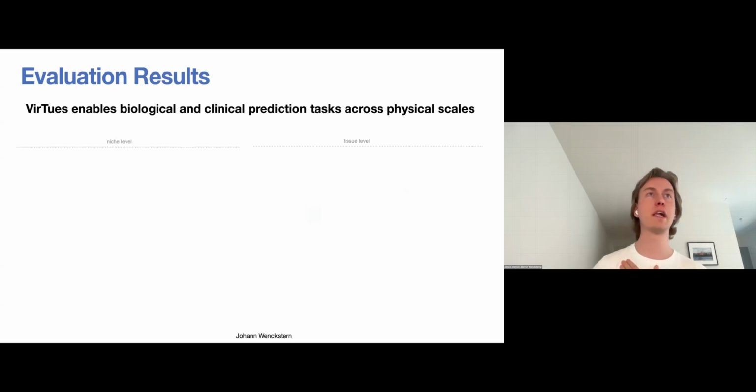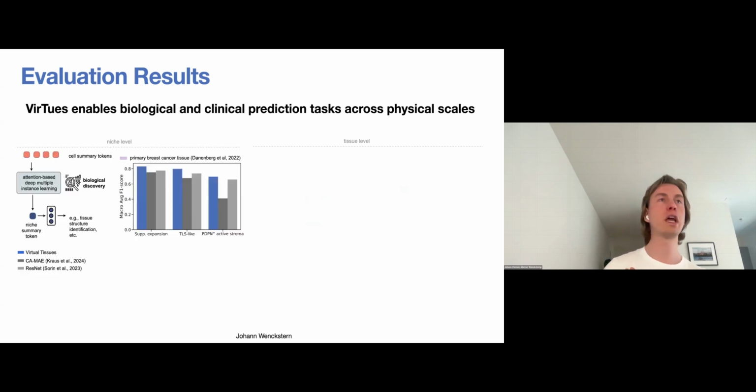Moving on, next we evaluated also the niche level and the tissue level. So for the niche level, we took the cell summary tokens and applied an attention-based aggregation mechanism, namely UpMil, to predict the niche summary token from the cell summary tokens, and used this for classification, the classification head of whatever task we had at hand.